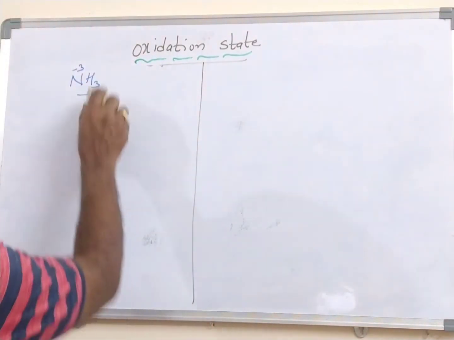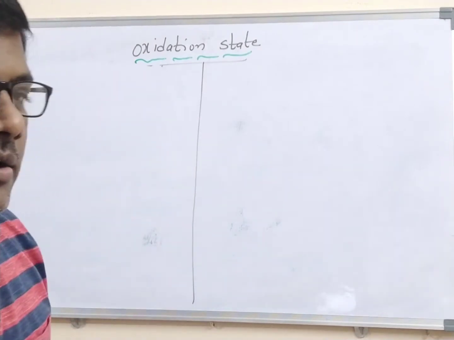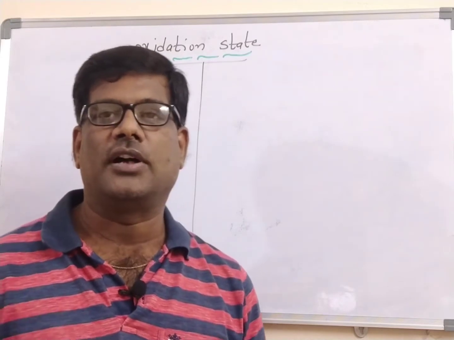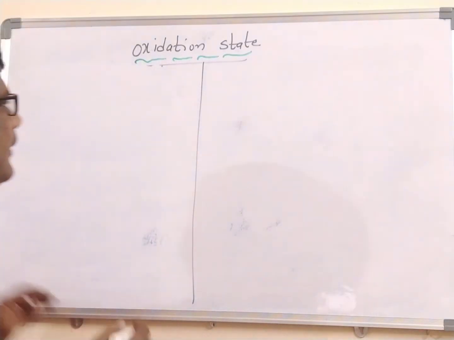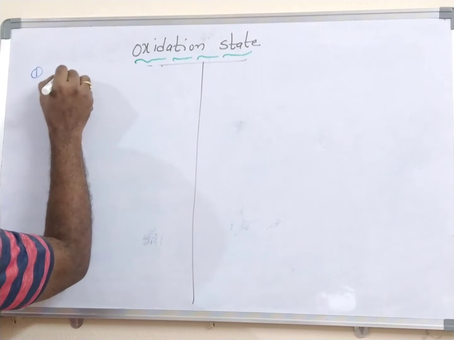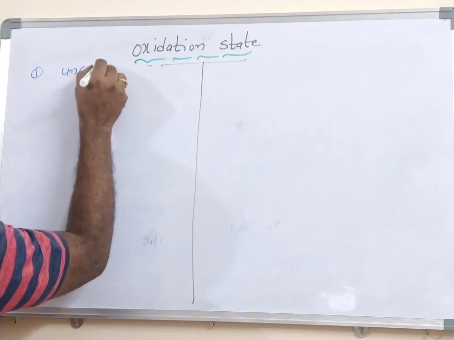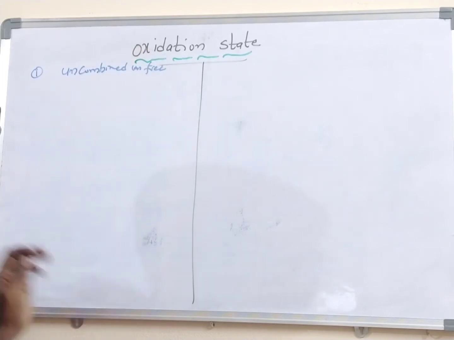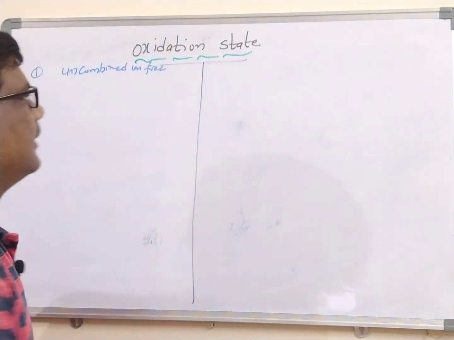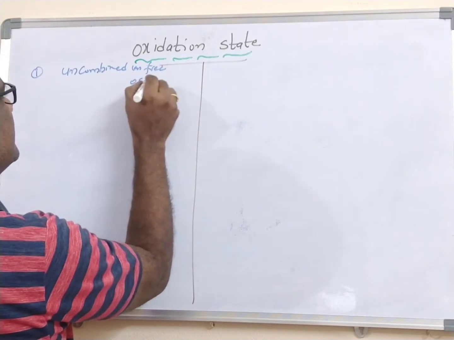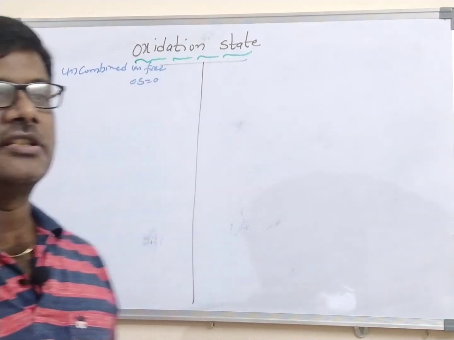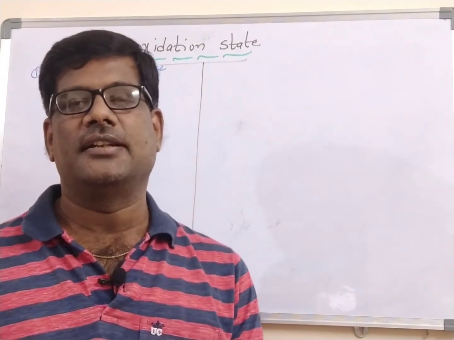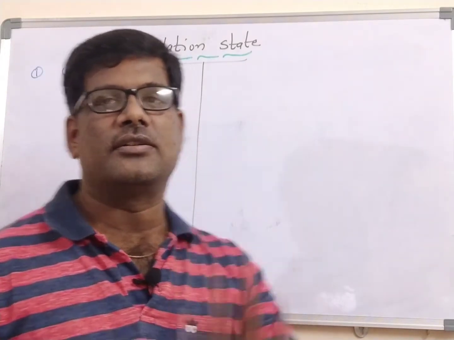Immediately, how to calculate the oxidation state? In order to calculate the oxidation state of any element in any given compound, we have to follow some rules. What are the rules? First one, any element in the uncombined state or free state, which is not involved in a chemical reaction, the oxidation state of those elements is 0. Any element which has not participated in a chemical bond is called the uncombined state or free state, and the oxidation state of that element is equal to 0.